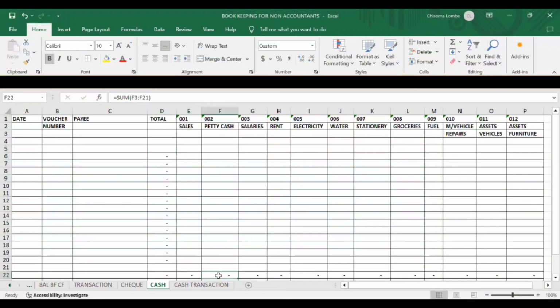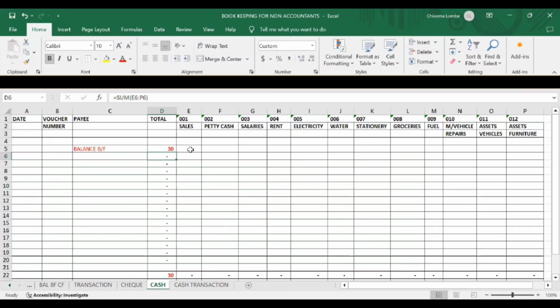So we're going to start with the transactions. Our formulas are put and we're ready to fill in our transactions. So we'll go ahead and put the balance brought forward with petty cash. We're not going to do petty cash per month. We're going to put petty cash based on when we actually get the petty cash.